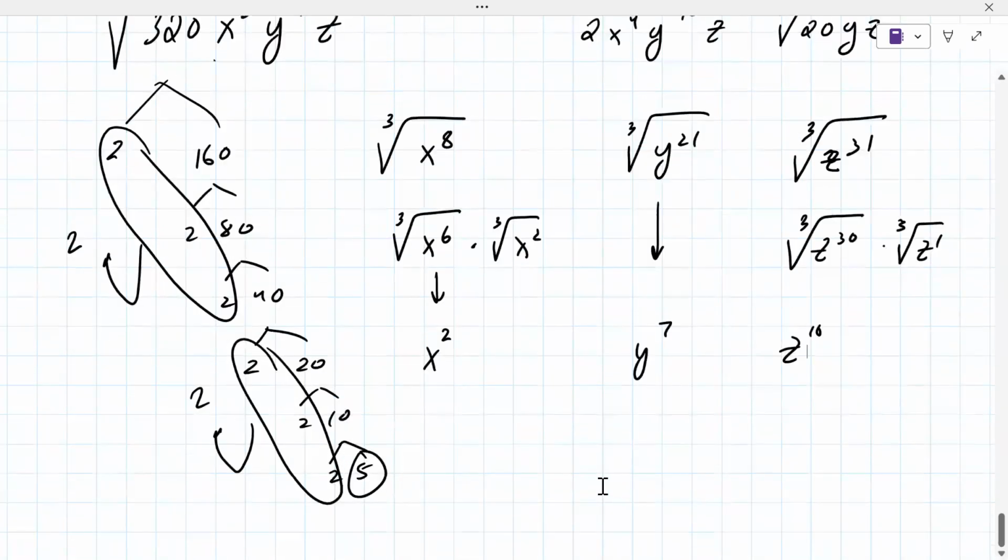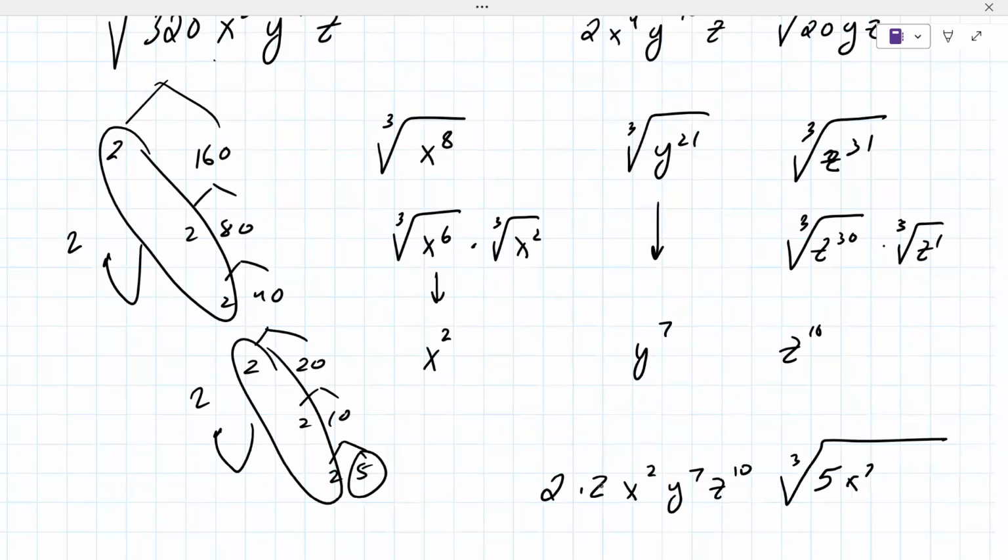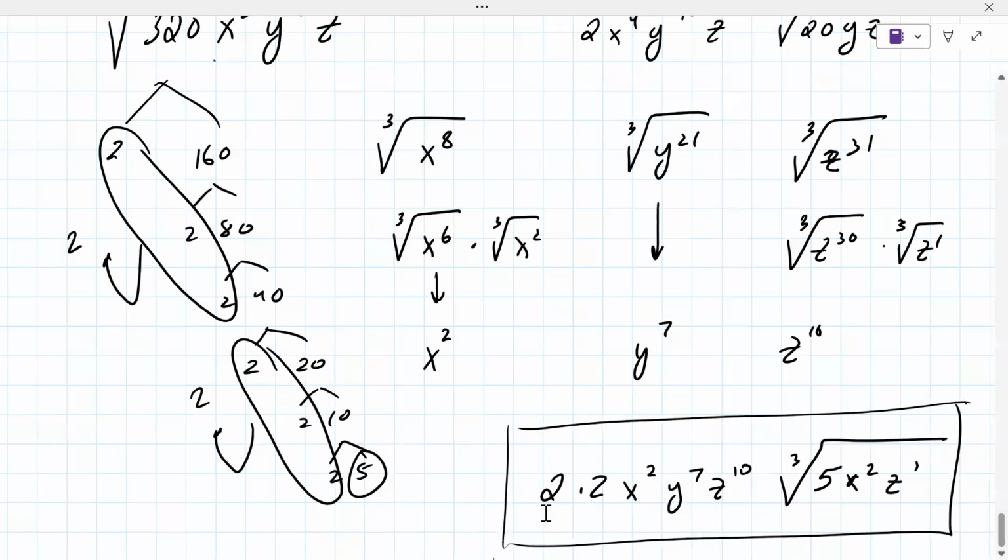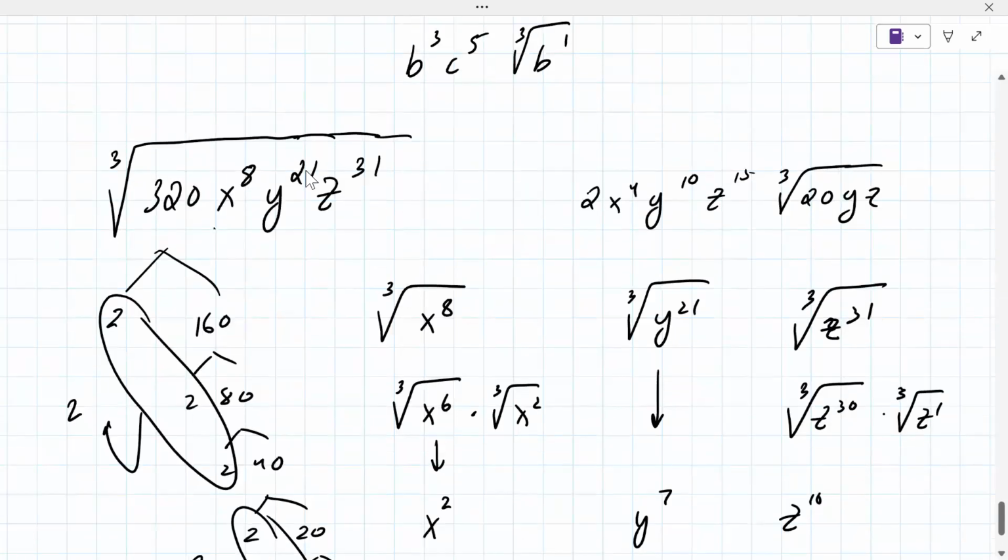All right, so kind of a lot there. So there's a 2 and a 2 on the outside, an x squared, a y to the 7th, a z to the 10th, and then the cube root of, there's a 5, there's an x squared, and a z to the power of 1. That's kind of a bigger problem here. So it does become 4 there. I think you just thought it was a 2, and then you start cutting stuff in half. You definitely don't want to do that.